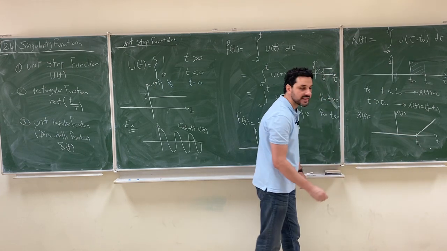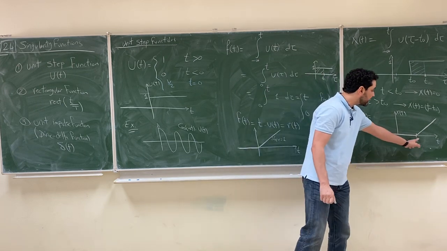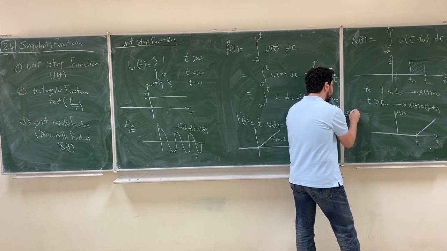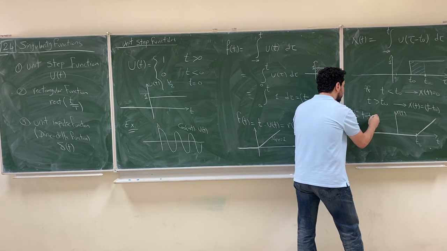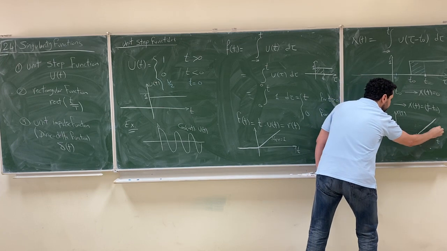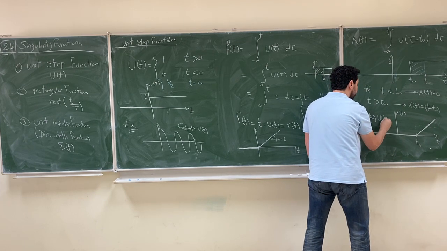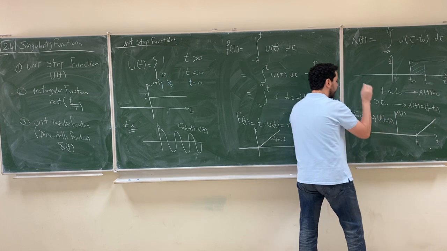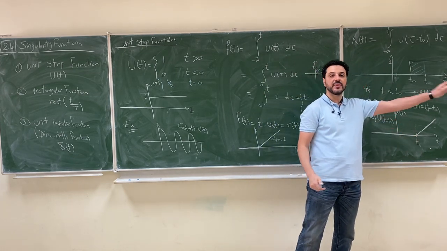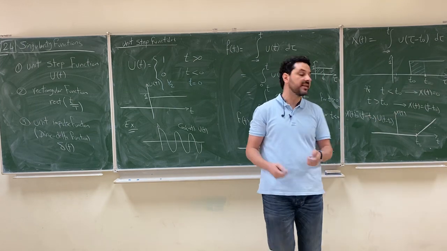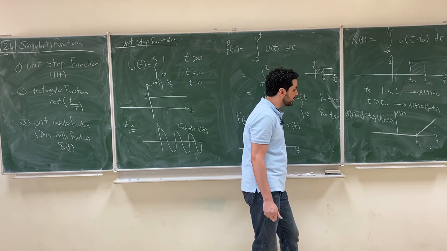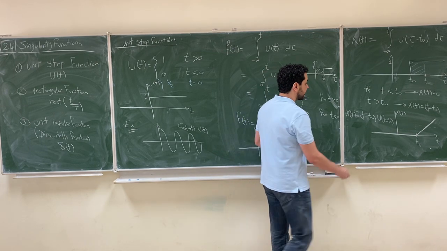How can we write this mathematically? It's a function that starts at t naught, right? So we can write this mathematically as x of t equals t minus t naught multiplied by a unit step that starts from t naught. So any function that starts from a certain instant of time, you can represent it mathematically as a multiplication of this function with the unit step. Okay, sure? And this is the integration.